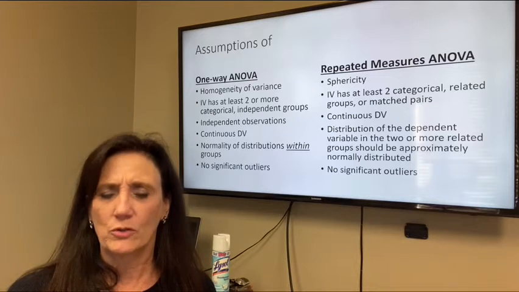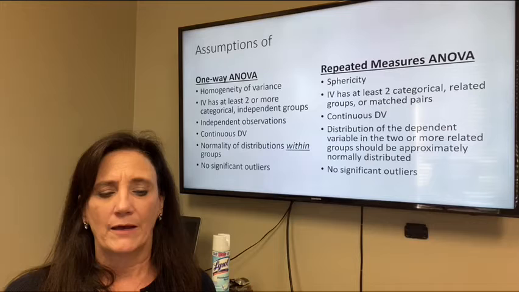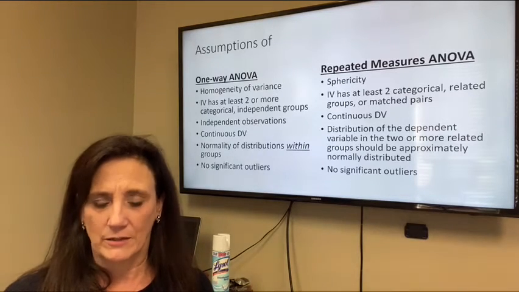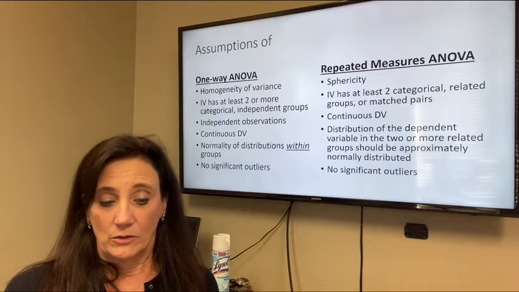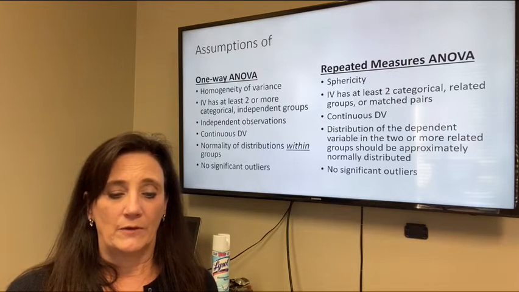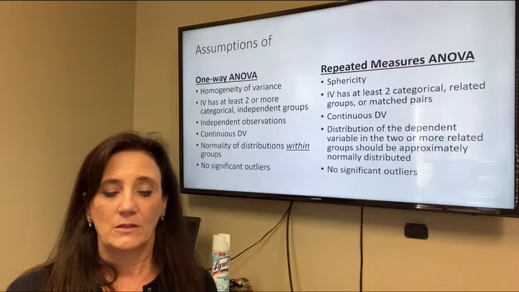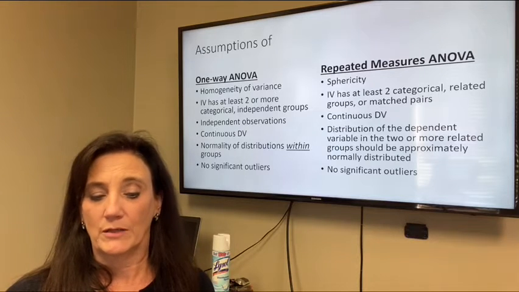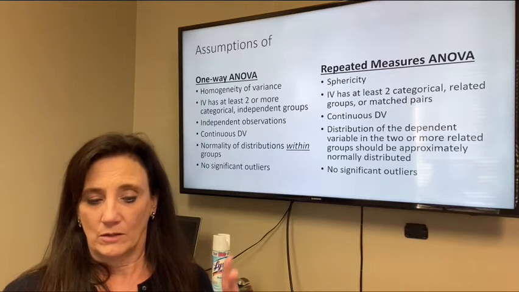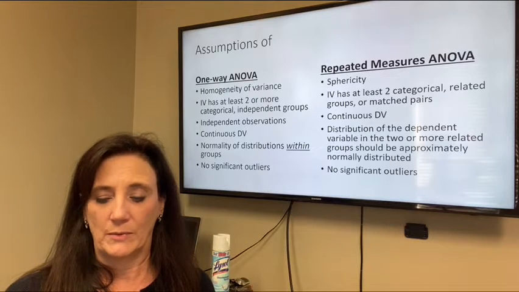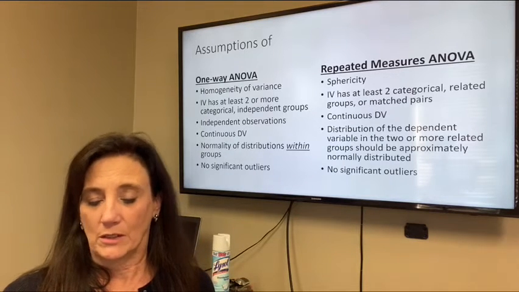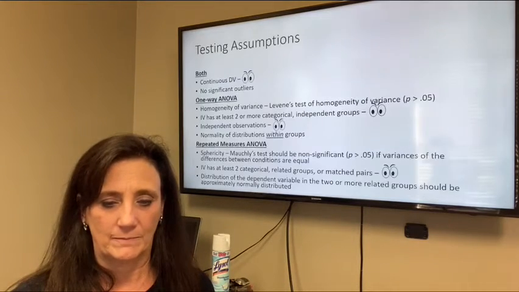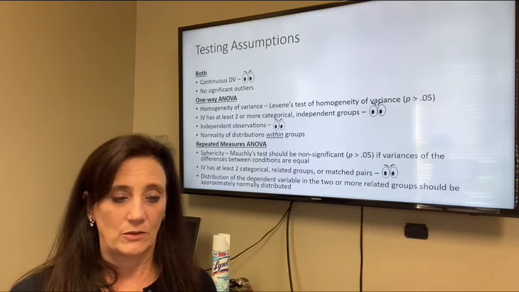Okay, for repeated measures, we've already talked about sphericity. You have an independent variable that has at least 2 categorical related groups or matched pairs. You have a continuous dependent variable. The distribution of the dependent variable in the two or more related groups should be approximately normally distributed. So the related groups would be like the beginning of school, midterm, end of school time periods, and then again, no significant outliers.